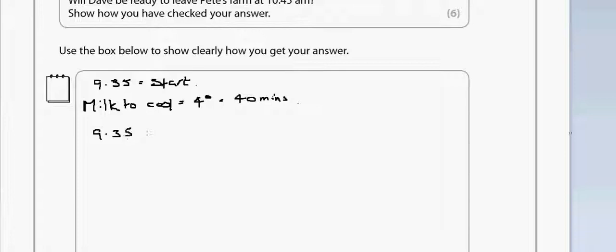9:35 plus 40 minutes means that this is going to be 10:15. Okay, and this is when he starts pumping the milk in. So 10:15, he starts to pump the milk.